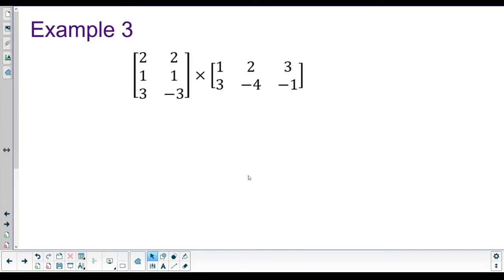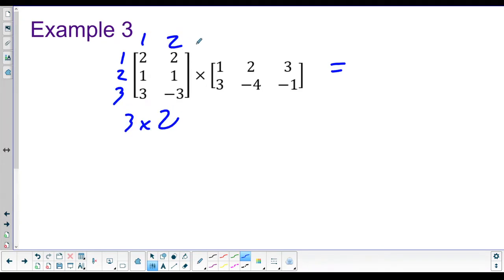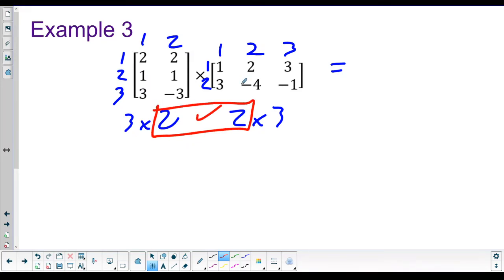And then we'll talk about how big your final matrix should be. So this is a 3 by 2 matrix, and this is a 2 by 3 matrix. Sorry for the pause, I can't talk and write at the same time. So we have to make sure our inner dimensions match. They do. Perfect. So we're allowed to do the multiplication.